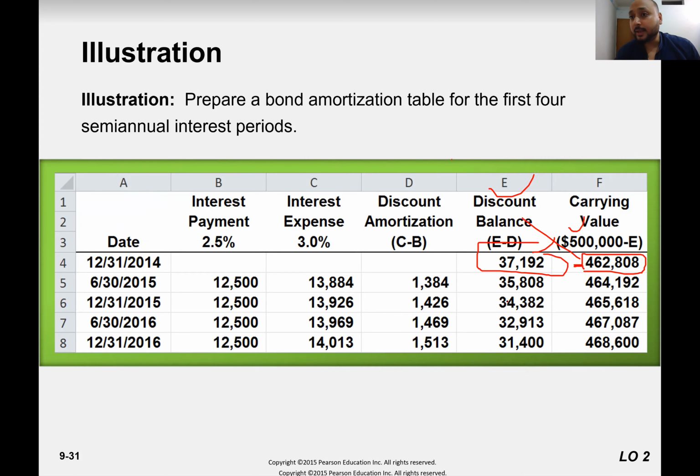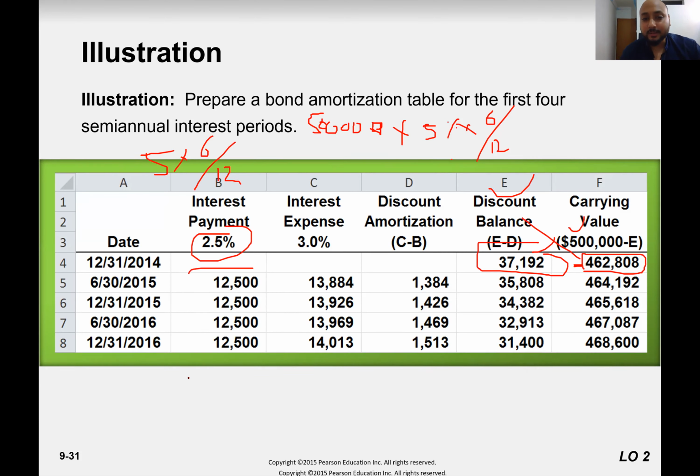So what is the interest payment? Interest payment is 5% of the stated amount or maturity value, 5% of 500,000. This 5% is annual, so you multiply it by 6 by 12, answer is 2.5. So 5 multiplied by 6 by 12, answer is 2.5. So this is the fixed amount of payment that you are paying, 12,500.